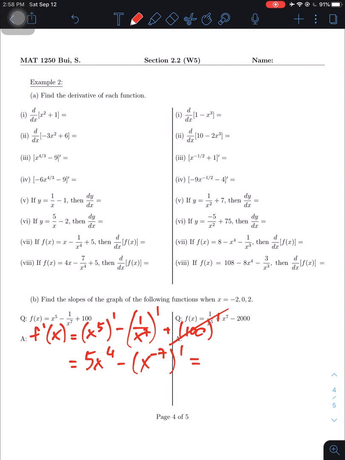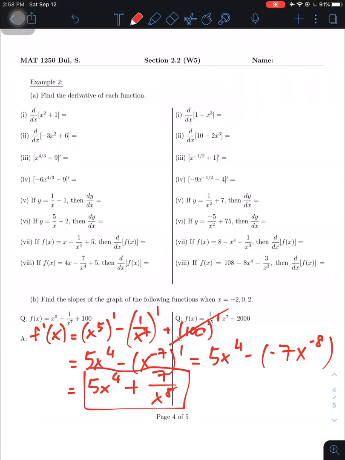And then after that, we're going to keep the 5x^4 because we don't do anything to it yet. But then the derivative of x to the -7 equals -7 times x to the -8, right? So at the end, that equals 5x^4 and then we have a positive in here, and then 7 over x to the 8th power. Okay, so this is the slope formula right here.